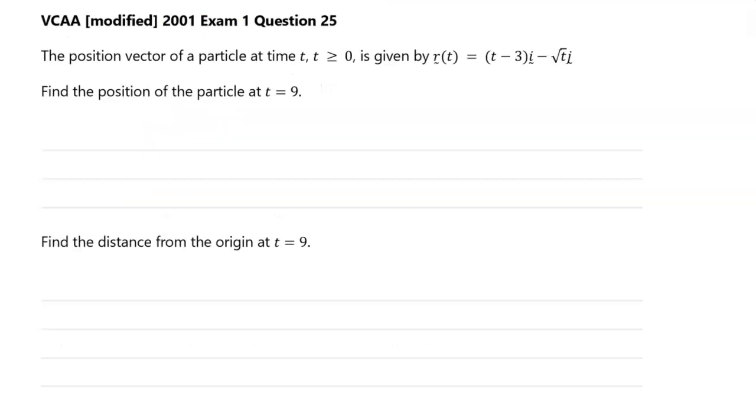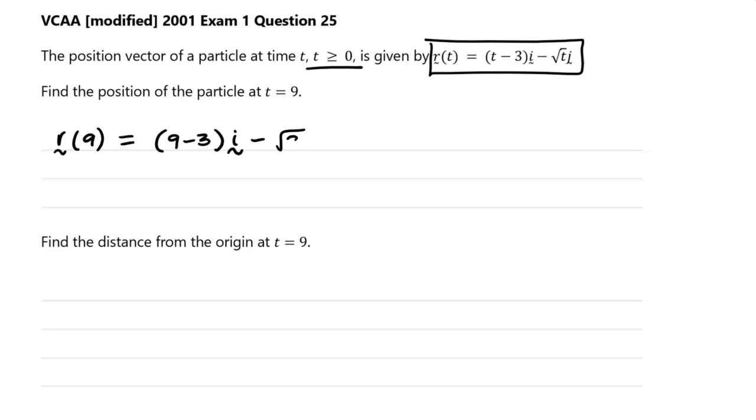We have a position vector of a particle. We're told t is greater than or equal to 0, and the position vector is given by this. We want to find the position of the particle at t equals 9. Well, that's not too bad. We're just going to substitute t equals 9 into this. So 6i minus 3j. Nice and simple to get started.